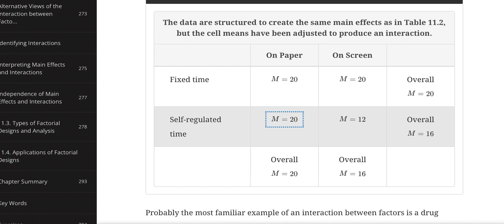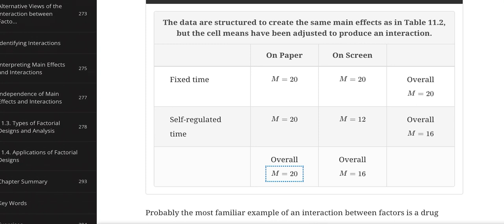because, well, let me back up. If your mean differences, like your column and your row mean differences, cannot be completely explained by the main effects, then you have an interaction. So what do I mean by that?